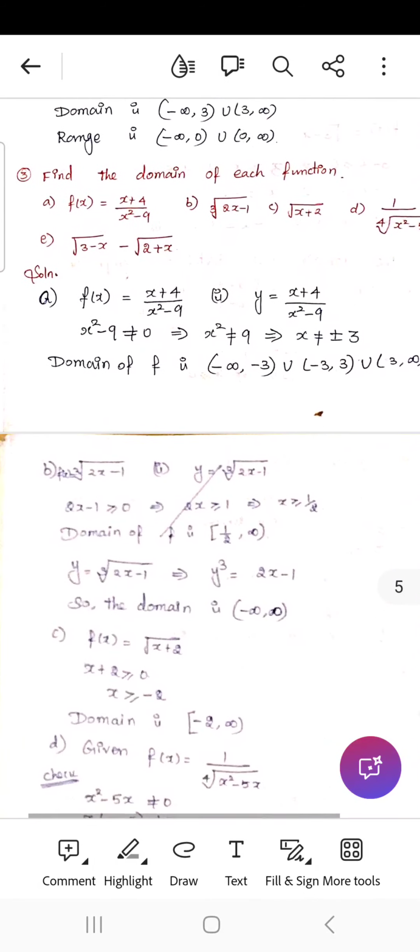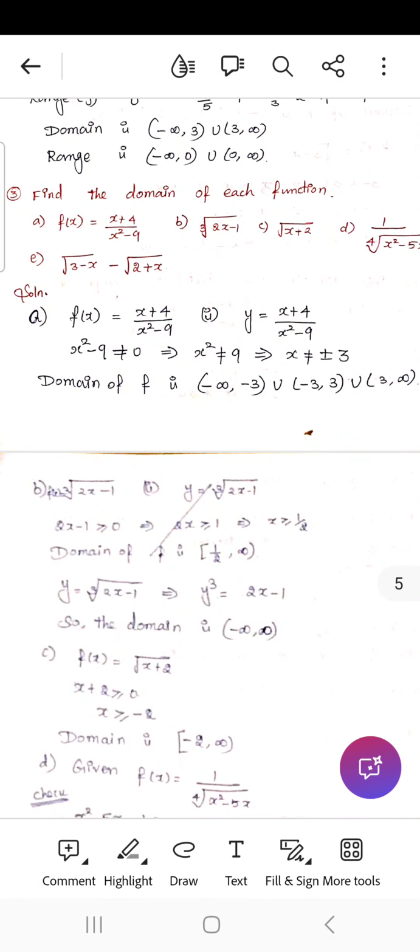The next problem is cubic root of 2x minus 1. We consider y equal to cubic root of 2x minus 1. Taking cube on both sides, that is y cube equal to 2x minus 1. So the domain is minus infinity comma infinity.